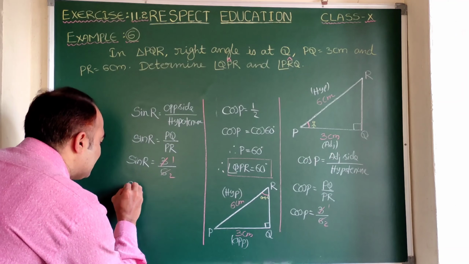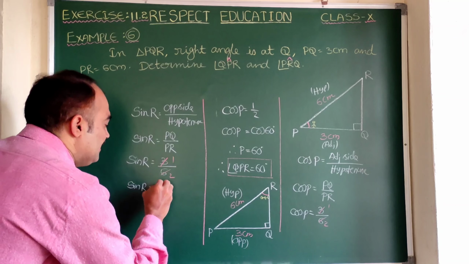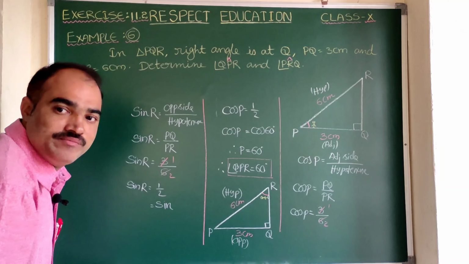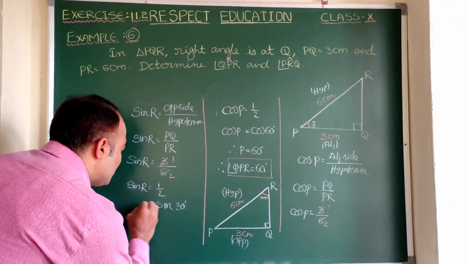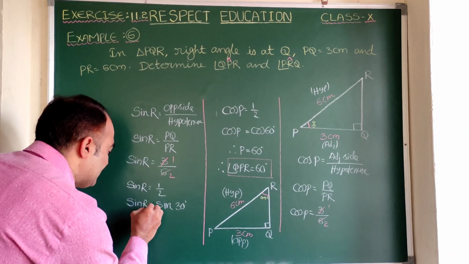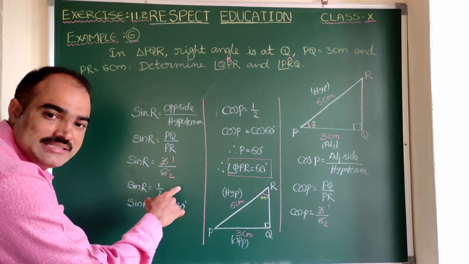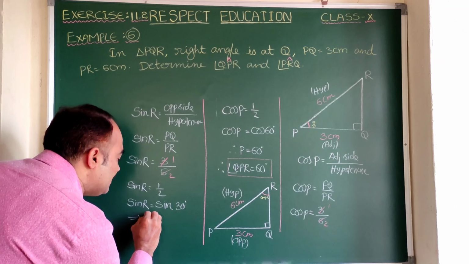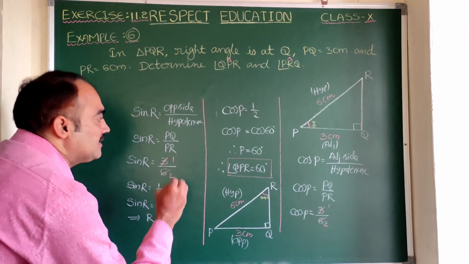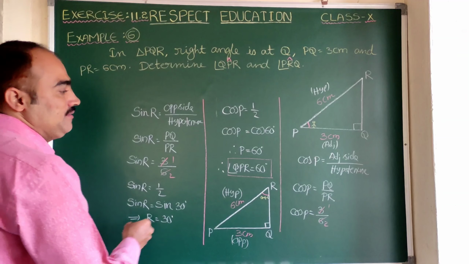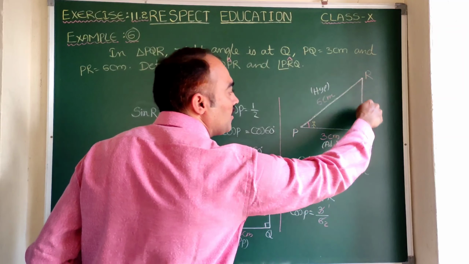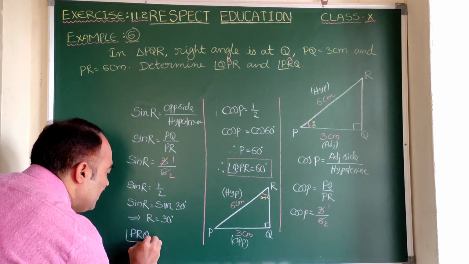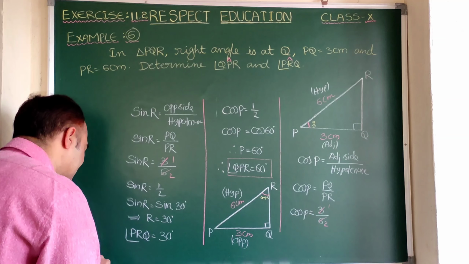Now let us write the sin R as it is. This is 1 by 2. 1 by 2 is sin of 30 degrees. So if sin R is equal to sin 30, without cancelling sin and sin, let us assume that they both get cancelled. So here R is equal to 30 degrees. Therefore here R means angle PRQ. Angle PRQ is equal to 30 degrees.